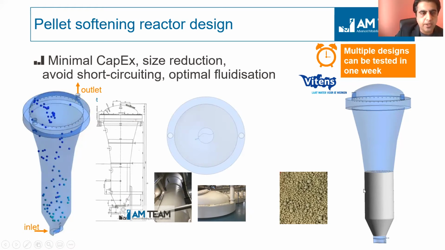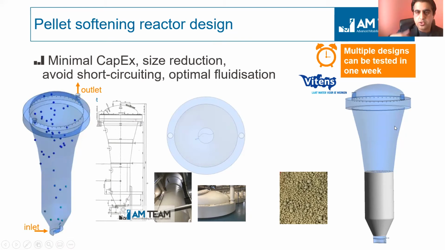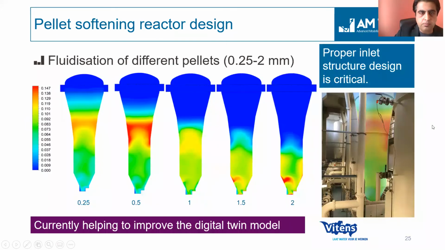And this is very much intended with the design, where you have a smaller diameter at the bottom and a higher diameter at the top, so that you don't overflow your pellets. So here you actually see different particle size distributions, how they are distributed in the pellet softener.